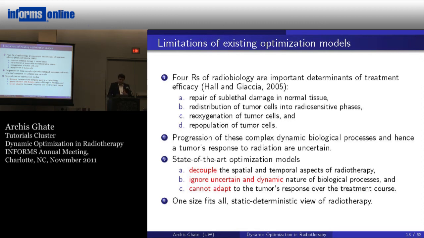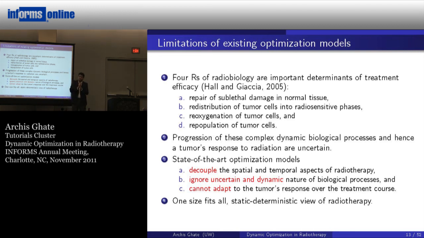Let's keep these three things in mind. The way I view this is actually one size fits all. Remember, I said 2 gray per fraction for 20 fractions? You give that to a particular kind of tumor, let's say a head and neck tumor or something like that. I personally view that as one size fits all, or in other words, a static deterministic view of radiotherapy. Static deterministic meaning, like I said, I'm ignoring uncertainty and I'm solving a problem at the beginning.